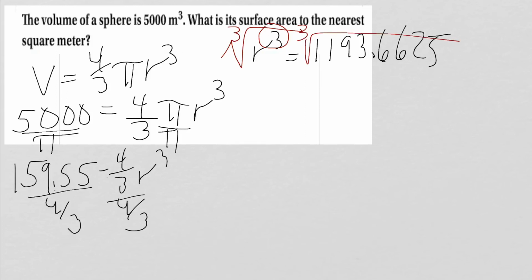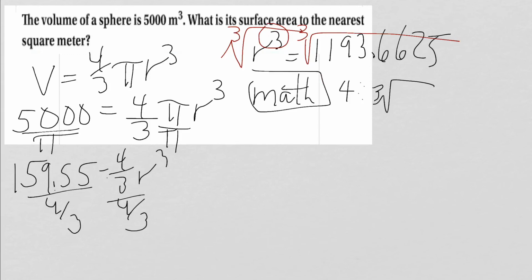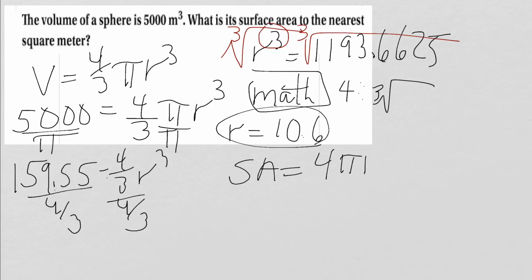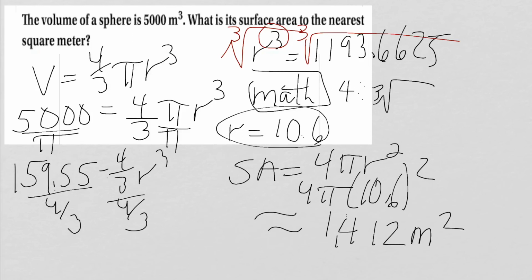In the calculator, if you press the math button, you will see number 4 on the calculator, the cube root button. So go ahead, try it on the calculator. Pause the video if you need to. When you plug that in, you'll get r to be 10.6. That's the radius. Now we're going to take that to find the surface area, which is 4 times pi times radius squared. We plug in the 10.6 for the radius, and we work it out. We get about 1,412 meters squared to the nearest square meter.